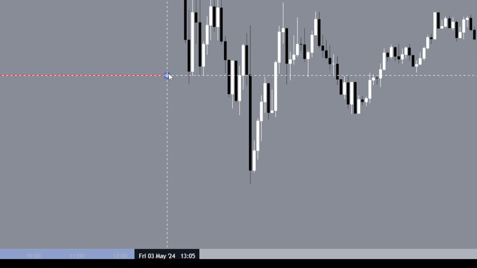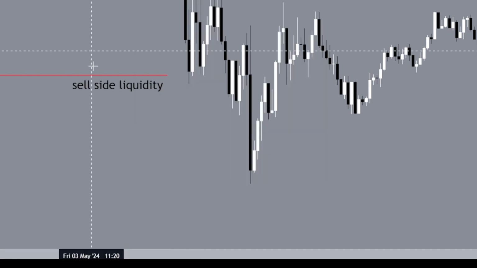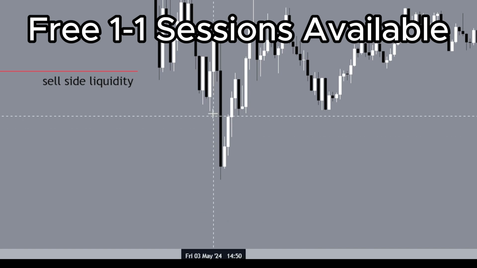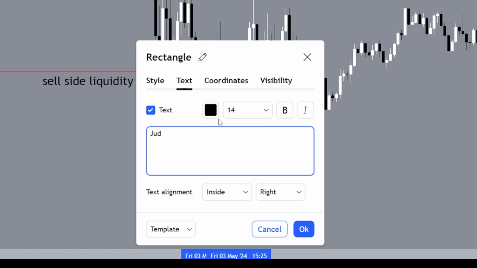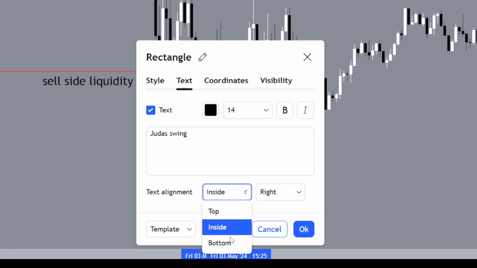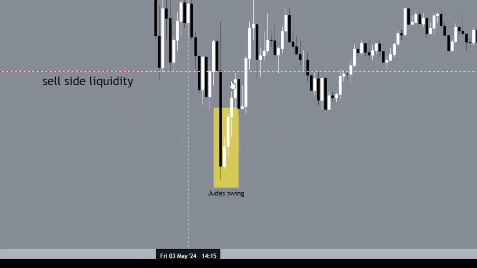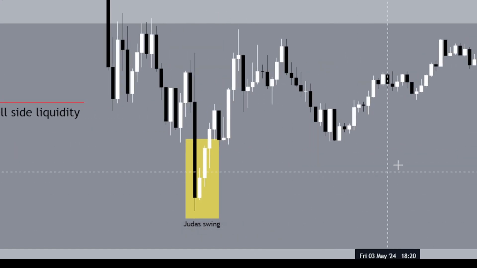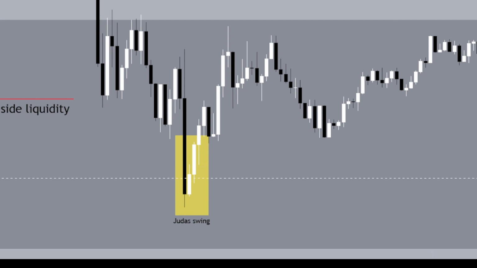So let's label this sell side liquidity. We see a sweep of sell side liquidity, which has formulated our Judas swing. This here is manipulation phase 2, or quite simply the Judas swing. Okay. So now that we've identified a sweep of liquidity and a Judas swing, what we are looking for now is an order block to essentially enter off. So again, forming an order block has the same rules as a POI.